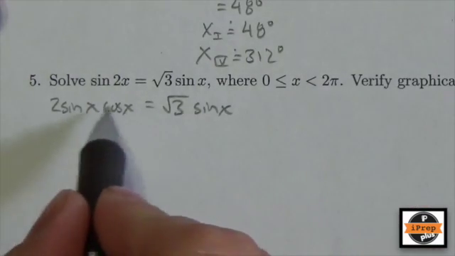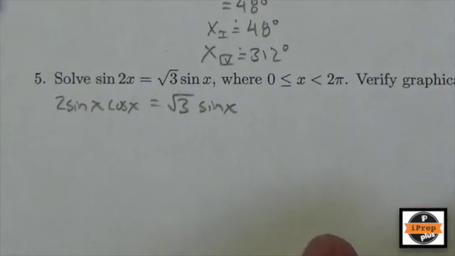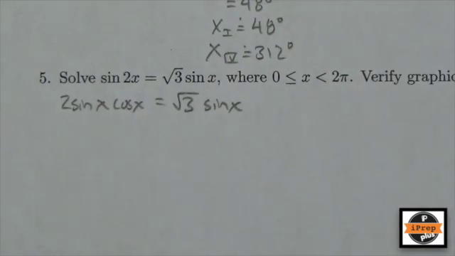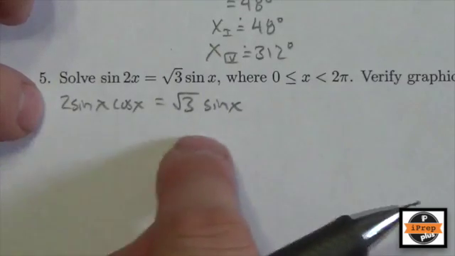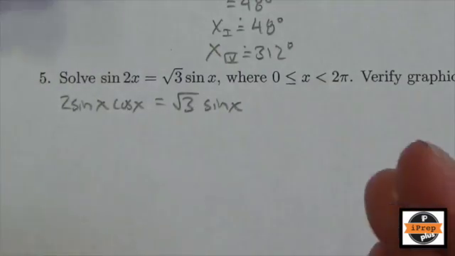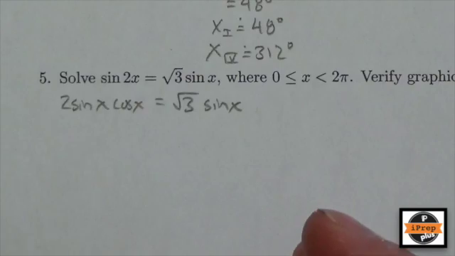Now, that has introduced a cosine function. So now I've gone back a couple steps in a sense, because I was telling you in one of the previous questions that you can't solve it if you've got two different trig functions in there.